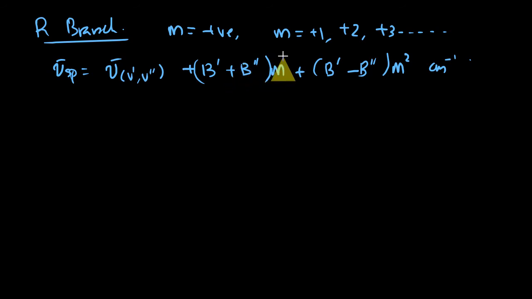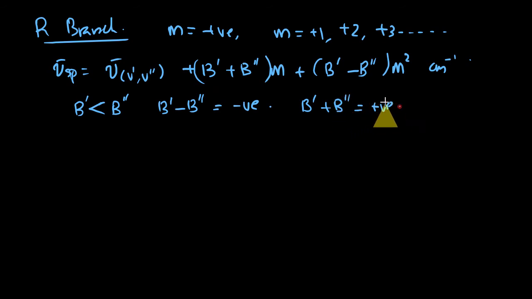And again, we know that B prime is less than B double prime. Therefore, this term will be a negative quantity. So B prime minus B double prime is negative. And B prime plus B double prime is a positive quantity. We already know this. Now let us consider some values for B prime and B double prime.